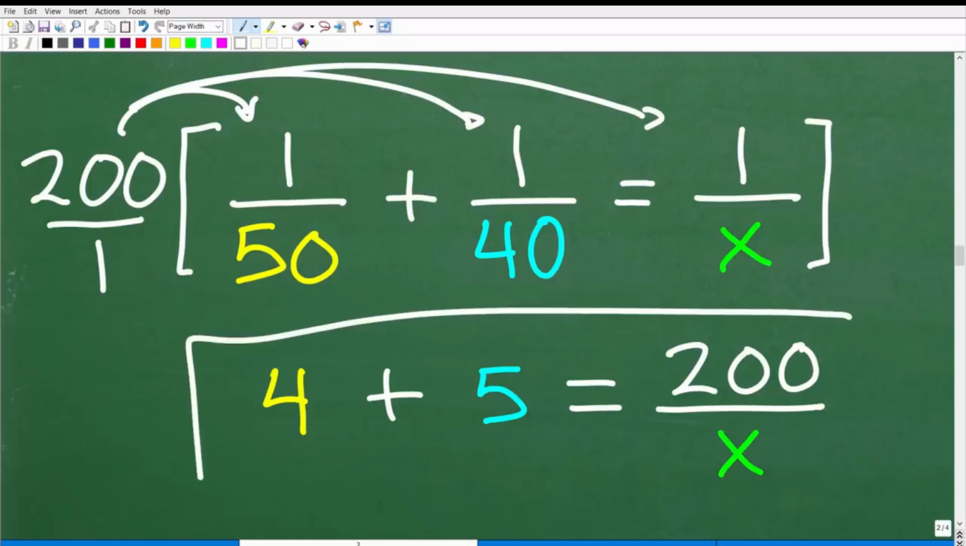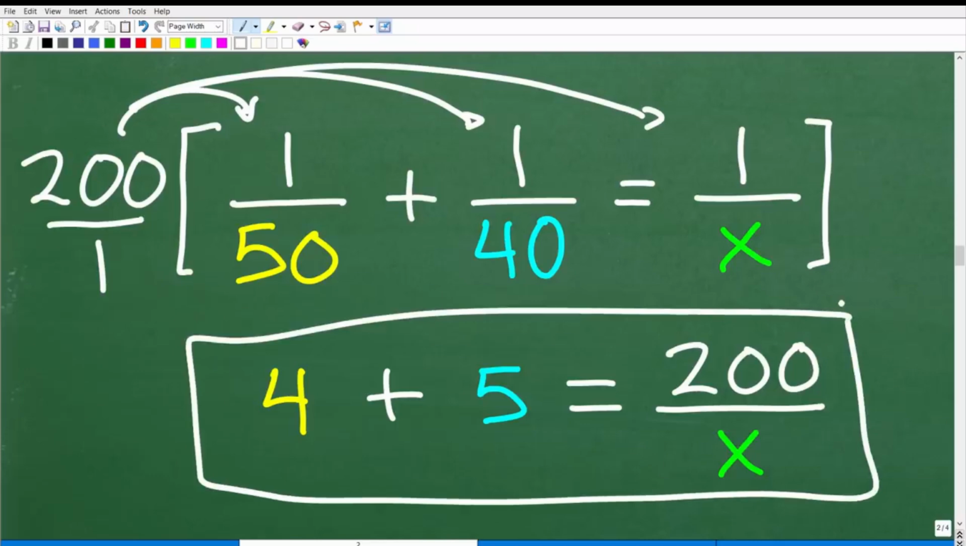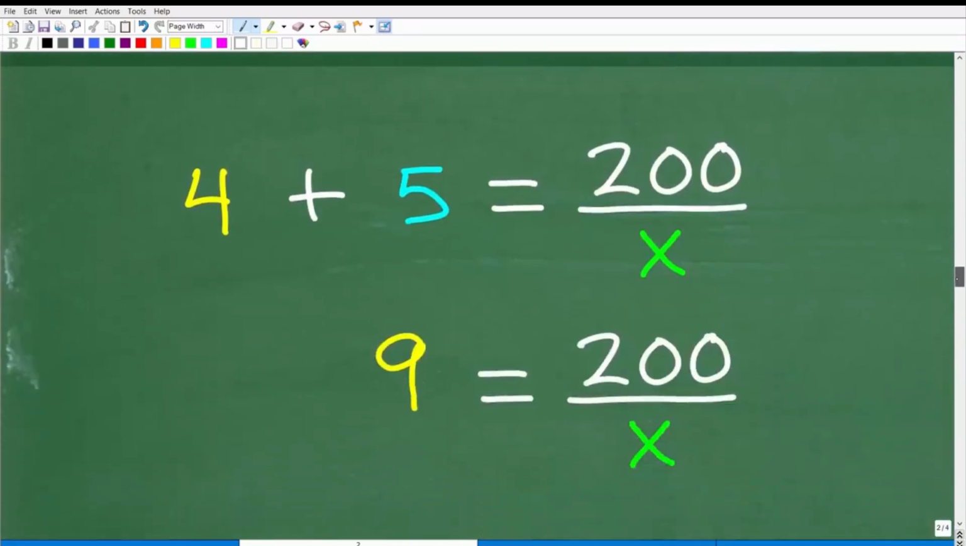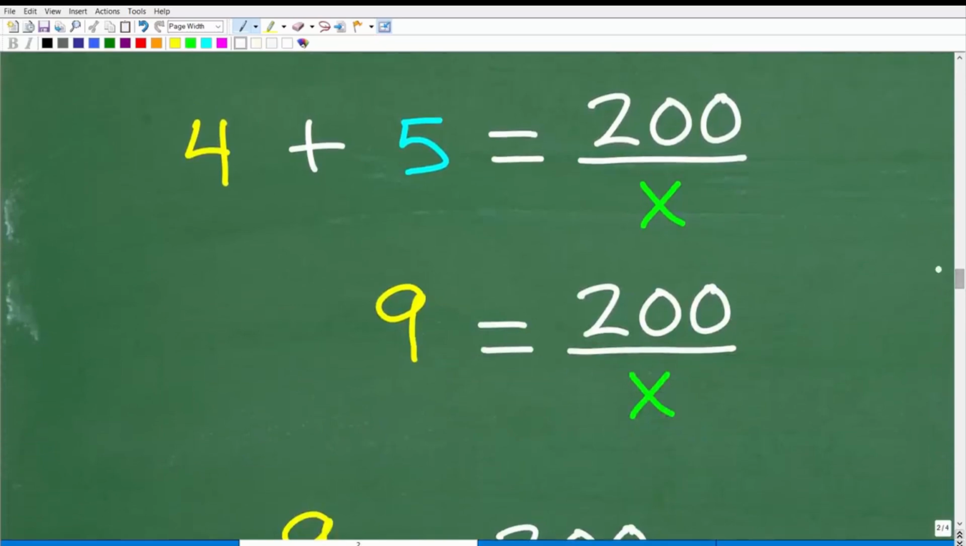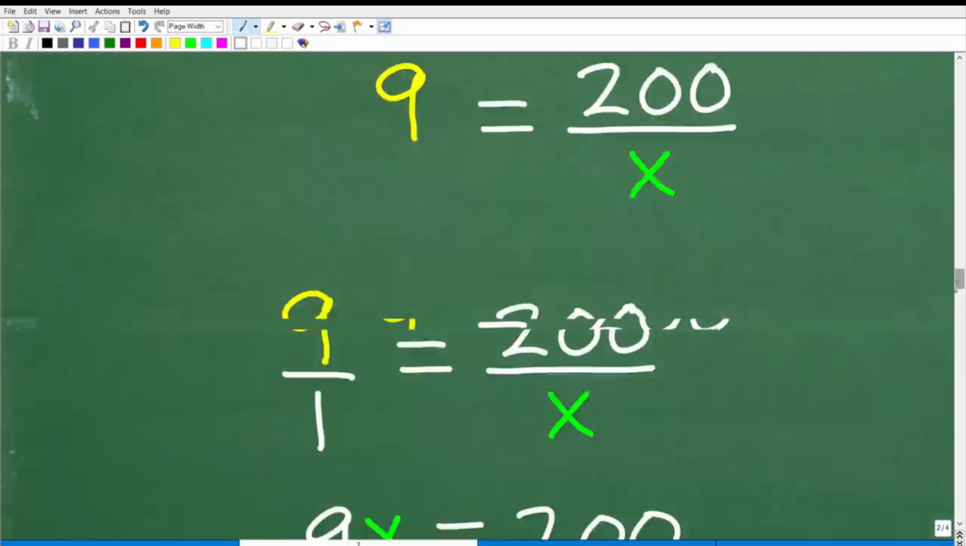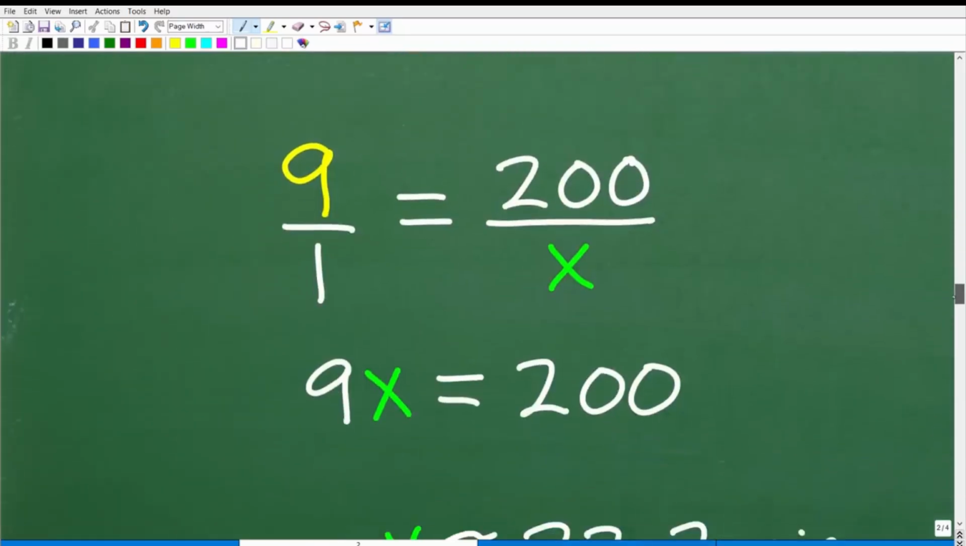So this is a much simpler equation to work with. Clearly, we can see here we can add these numbers up, 4 and 5. So now let's go ahead and continue on. Okay, so 4 plus 5 is 9. So now our equation is 9 is equal to 200 over x. So we can think of this as a proportion, two equal fractions. We'll just put this 9 over 1. And to solve this, very, very easy. All we have to do is use the cross product. So when you have two equal fractions, you can just crisscross like this.